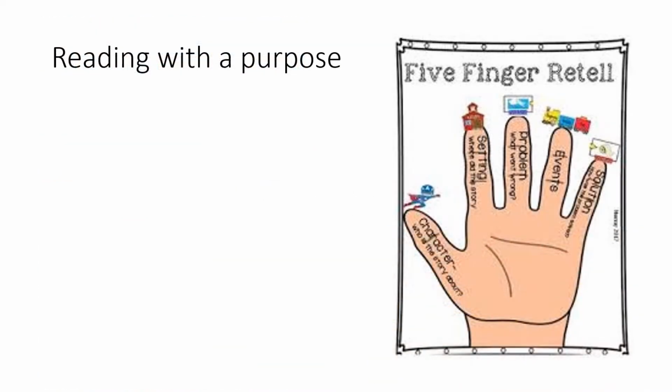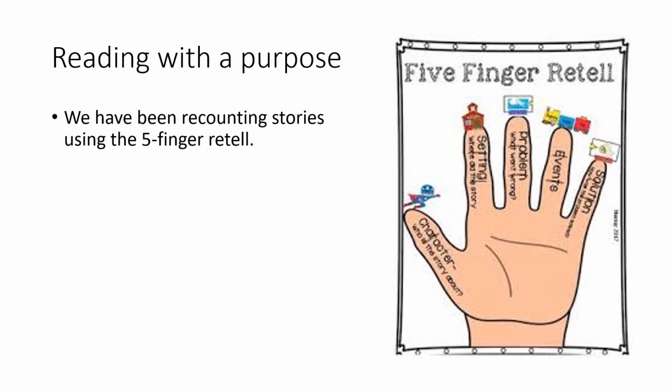So remember, we are reading with a purpose this week. Since we have been recounting stories, we've been using the strategy of the five-finger retell, making sure you name the very important characters, the setting that this is happening in or when it's happening, or both, the problem the characters are having, the events that are happening in the story in the order that they occur, and only the important events, and then of course the ending of the story, which would include a solution to the problem.